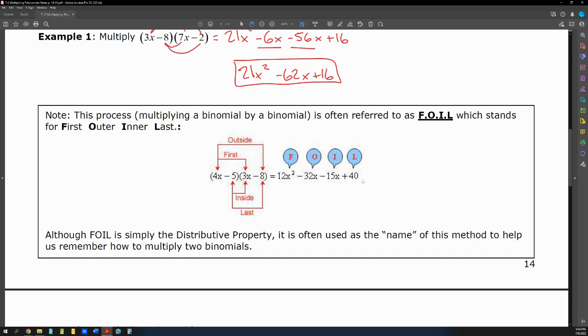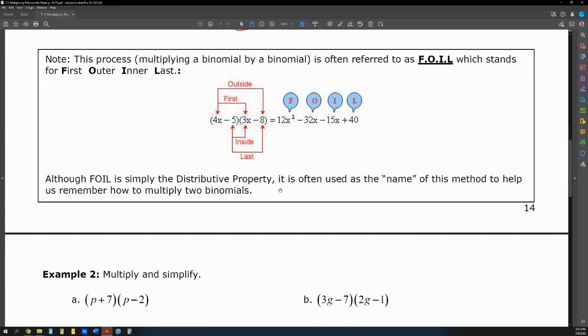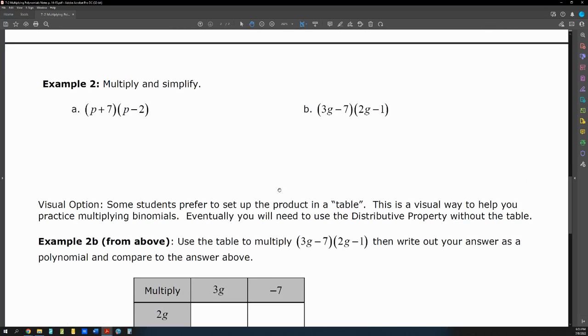Although it's simply the distributive property, it really only applies to multiplying a binomial times a binomial. More simply, just think about this as multiplying every term in the first polynomial by every term in the second polynomial. You're probably going to get real tired of me saying that by the end of these notes. All right, let's go ahead and try example 2.